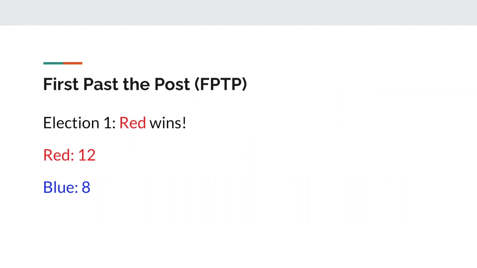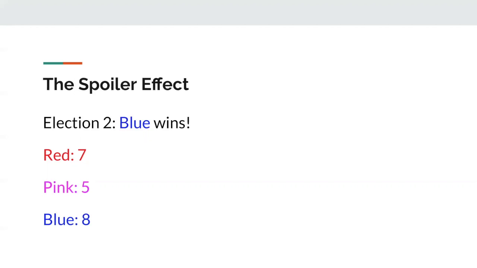So far, so good. But let's say that in the next election, some of the red voters break off from the main party and form a pink party. This time, blue wins. And this is actually a disaster, because by splitting the votes of the red majority, the pink party has given the victory to the blue party, even though the pink voters would rather see red win over blue. This is called the spoiler effect, where introducing a third party swings the election in this way.